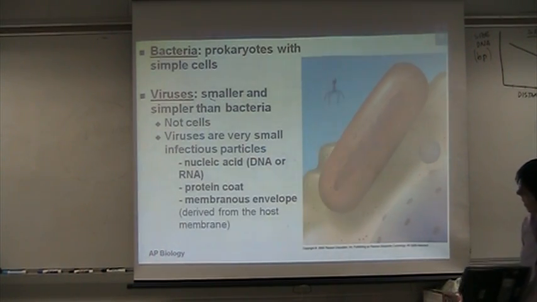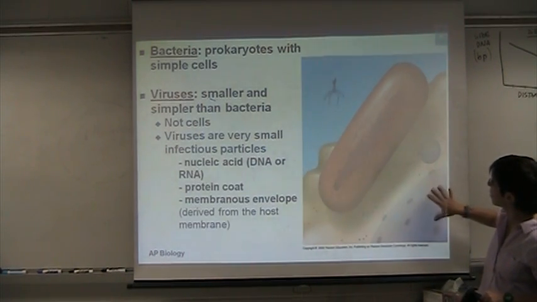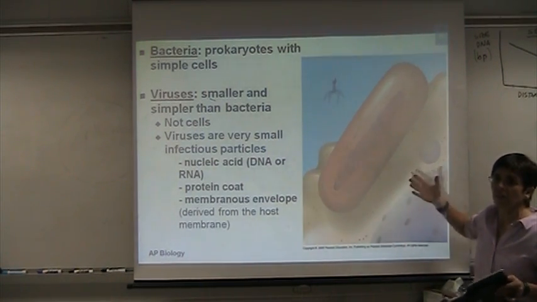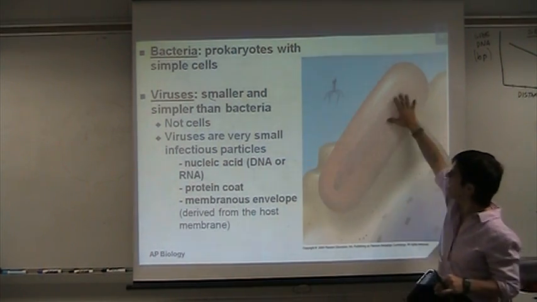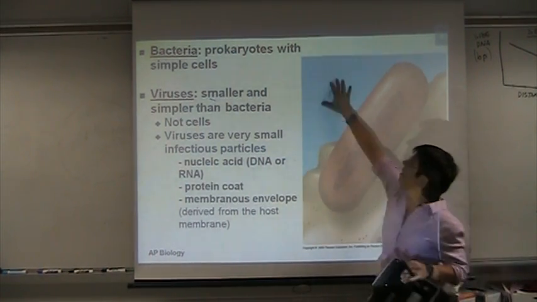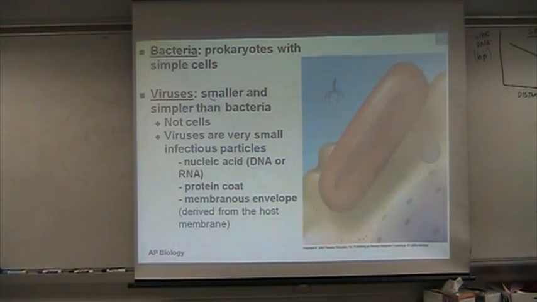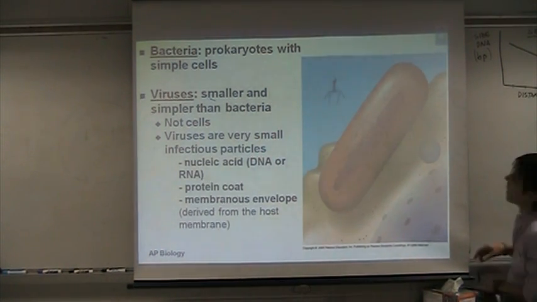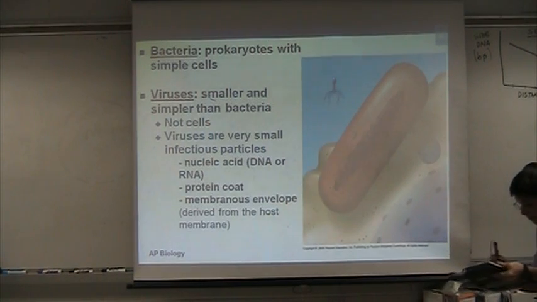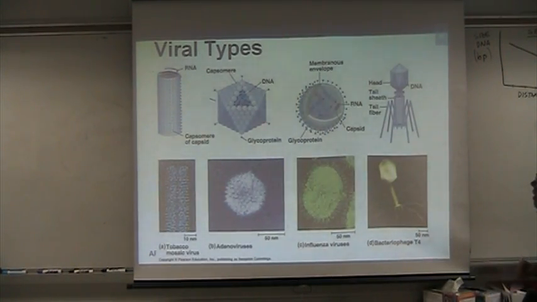So let's start with a nice view of the size differences, and this is important because under the regular light microscope, we can only see eukaryotic cells and prokaryotic cells. Viruses are very, very small and we are not going to be able to see them. The only way we can see the viruses is using the electron microscope.